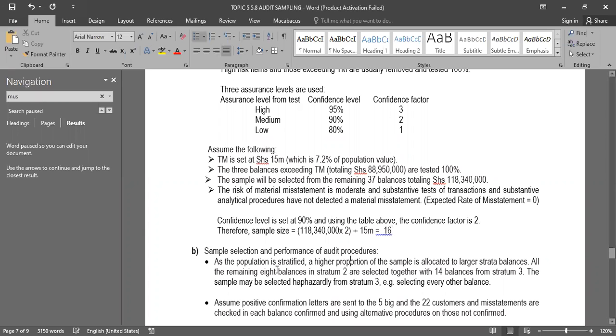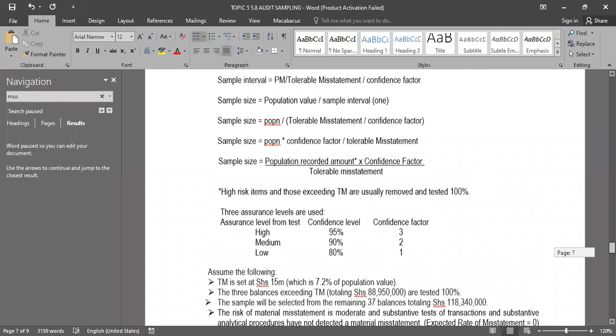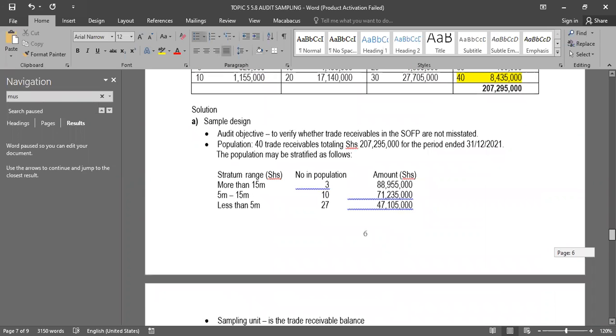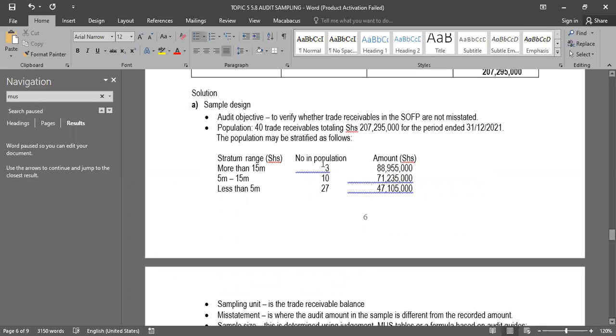Okay, so what we do is, as the population is stratified, a high proportion of the sample is allocated to the larger strata balances. Remember now what is remaining in the sample. Let me share with you this strata here. We say this first strata, the entire class of this one was taken aside and looked at entirely. So it's not making part of the samples or the remaining population. So our eyes are only on these two classes.